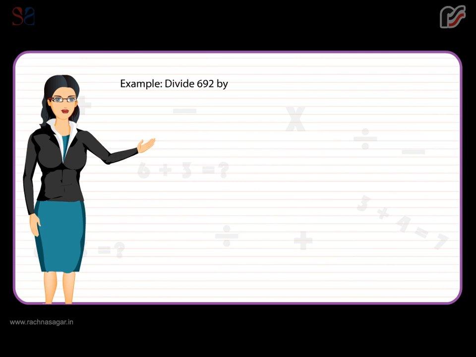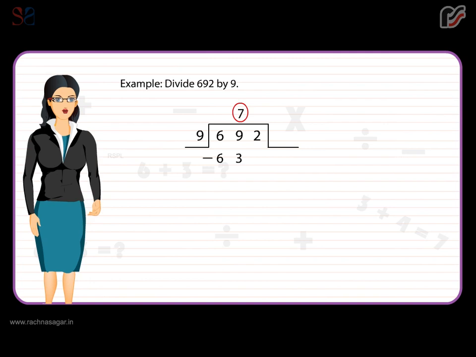Example, divide 692 by 9. Start with hundreds. 6 is less than divisor 9. So we take hundreds and tens together. Now 69 is the dividend. Divide 69 by 9. 9 multiplied by 7 is equal to 63 and 9 multiplied by 8 is equal to 72, which is greater than 69. So we take 9 multiplied by 7 equal to 63. Write 7 in the quotient. Subtract 63 from 69. It gives remainder equal to 6.